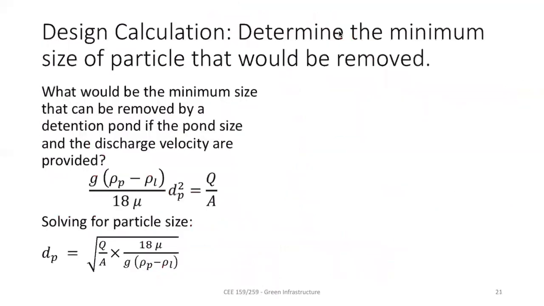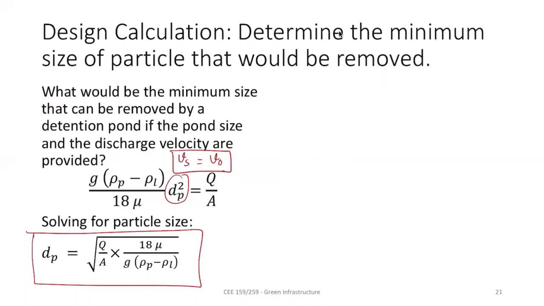The second one is about calculating the minimum size that can be removed by the detention pond. Again, you are saying that everything will be removed. So you can equate the overflow rate, which is VO, to the velocity of settling. That means everything will be removed, and then you can say what's the minimum size of particles required for that to happen, because any particle above that size will settle anyway. So if you solve for this, you get these answers, and you can apply that to solve problems.